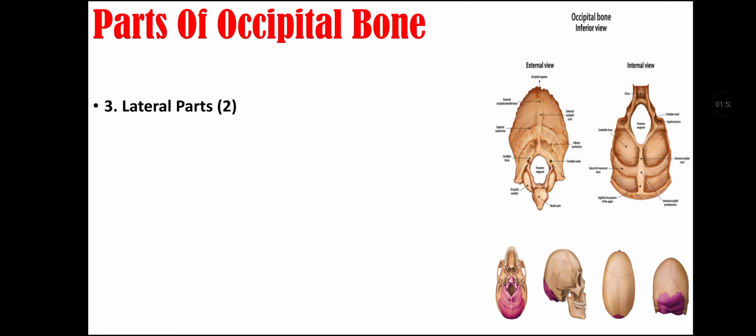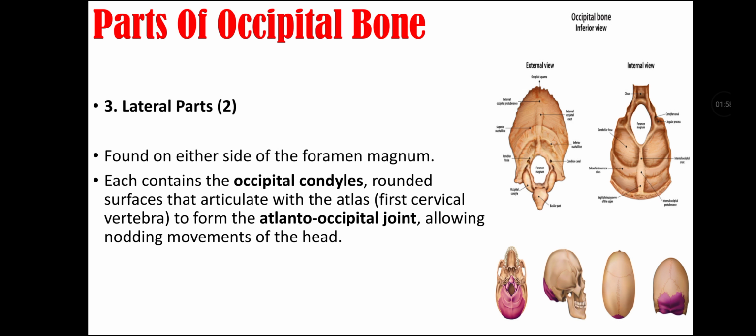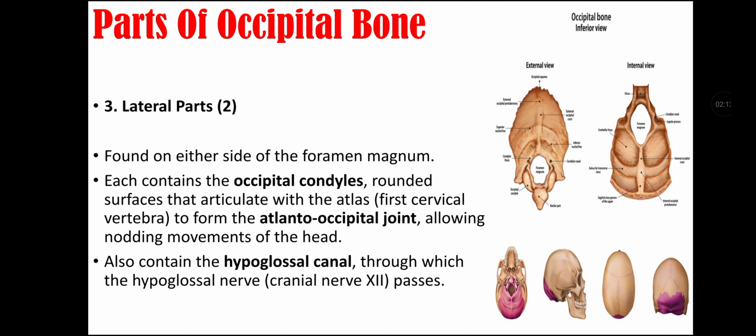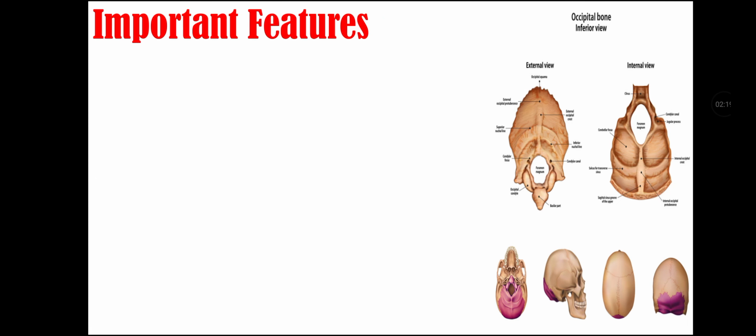The third part of the occipital bone is the lateral part. They are found on either side of the foramen magnum. Each contains the occipital condyle, that is a rounded surface that articulates with the atlas, that is the first cervical vertebra, to form the atlanto-occipital joint, and that allows nodding movement of the head. It also contains the hypoglossal canal through which the hypoglossal nerve, that is the 12th cranial nerve, passes.